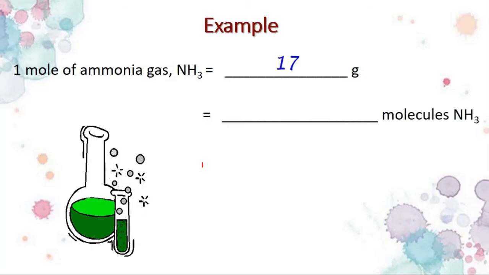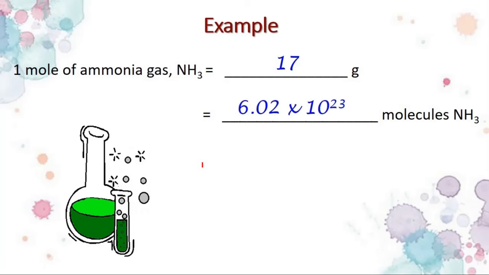How many molecules of ammonia NH3 are present in 1 mole of ammonia gas? To convert the number of moles to the number of particles, we need to use the number of moles multiplied by the Avogadro constant. So since we have 1 mole, the number of molecules of ammonia gas is 6.02 times 10 to the power of 23.